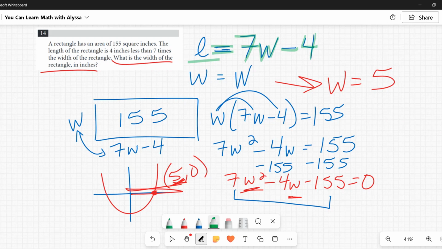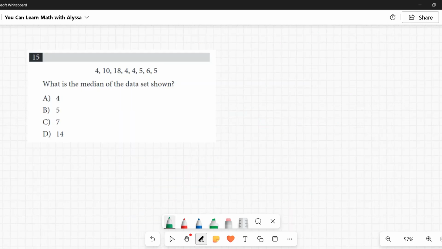So leave it be. Go with a graph instead. W is 5. Number 15. 4, 10, 18, 4, 4, 5, 6, and 5. What is the median of the data set shown? The median of a data set is the number that is physically in the middle when the data are put in order from least to greatest.